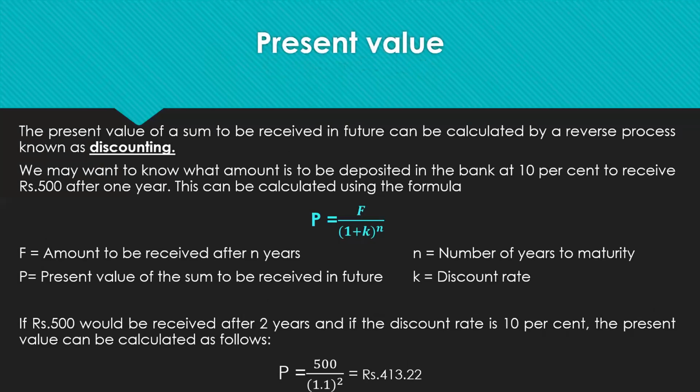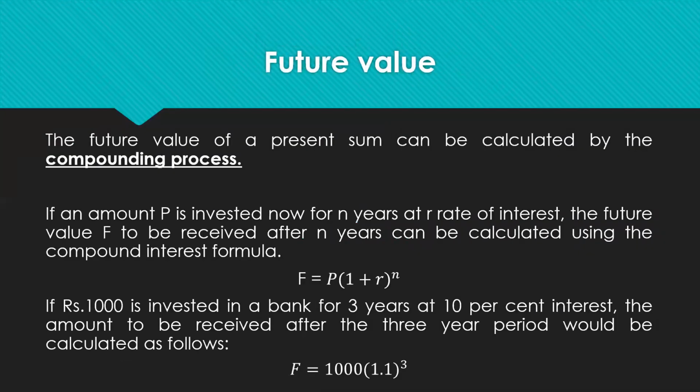Now what is the present value? Suppose you decide to get a certain amount in the future from your investment and you want to calculate how much you should deposit right now to get that desired return. Then we can calculate the present value. The present value is calculated using the method known as discounting. The formula for calculating the present value is P is equal to F divided by 1 plus K the whole raised to N. That is nothing but the reframing of the formula that we saw here.